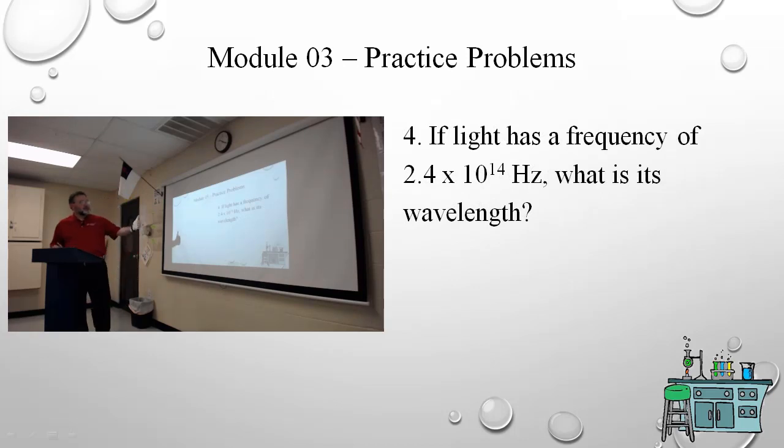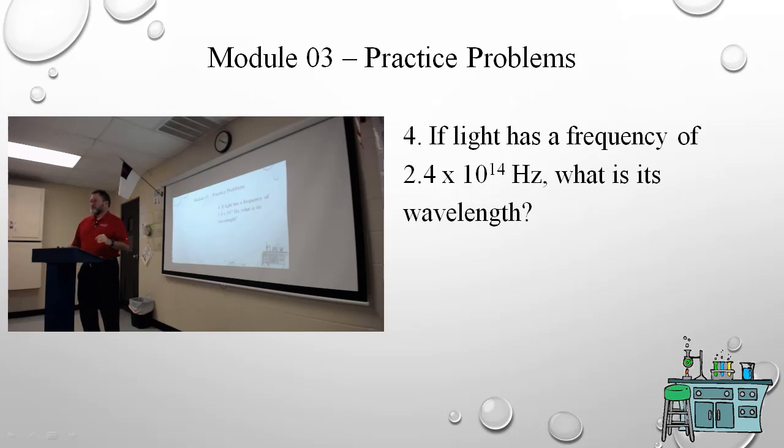Okay. Number 4. If light has a frequency of 2.4 times 10 to the 14 hertz, what is its wavelength? Okay, so how are we going to solve this one? We've been given frequency. We've been asked for wavelength. We need some way to translate.